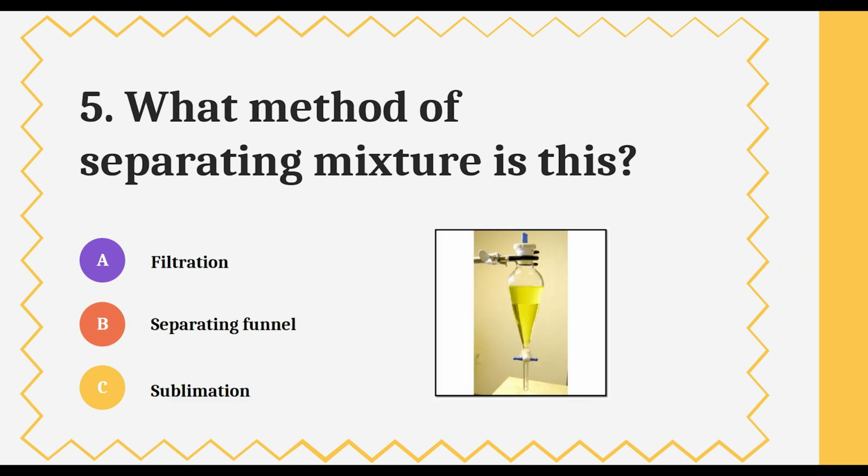Number 5. What method of separating mixture is this? A. Filtration. B. Separating funnel. C. Sublimation. The answer is separating funnel. We separate oil from water by this method.